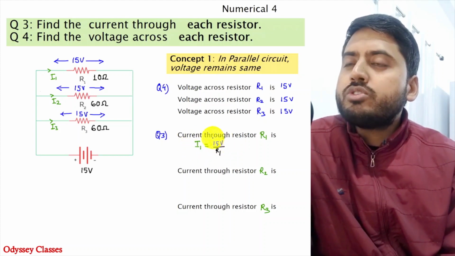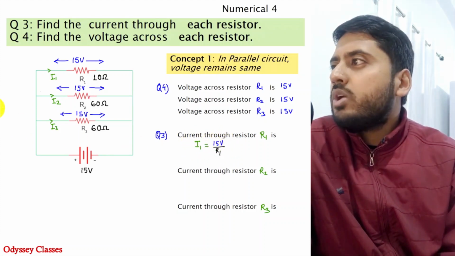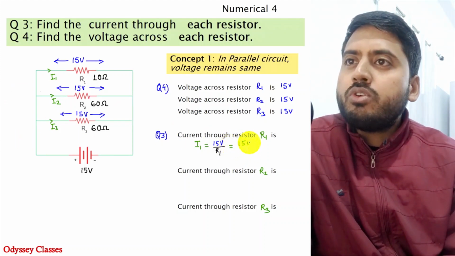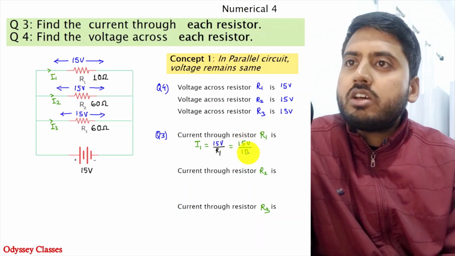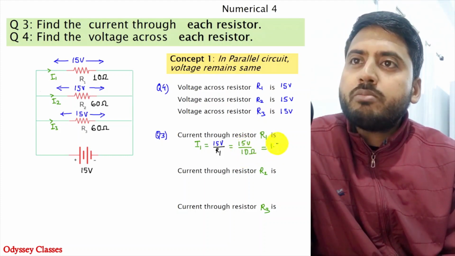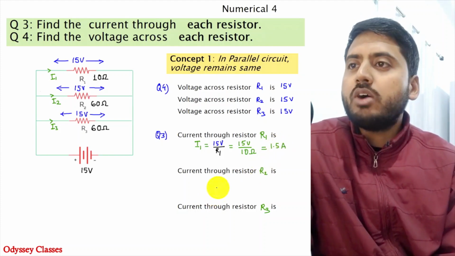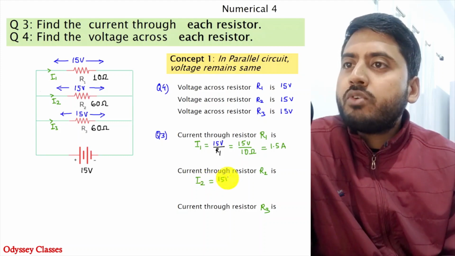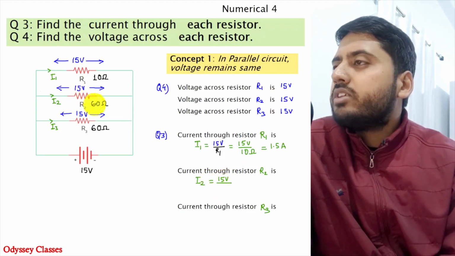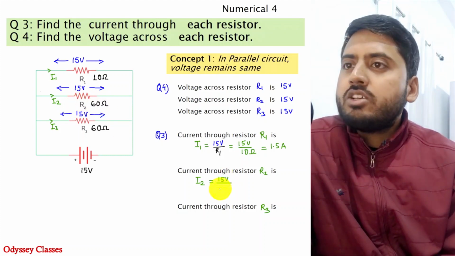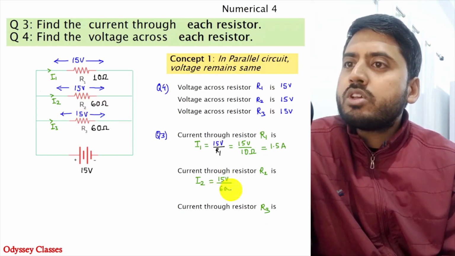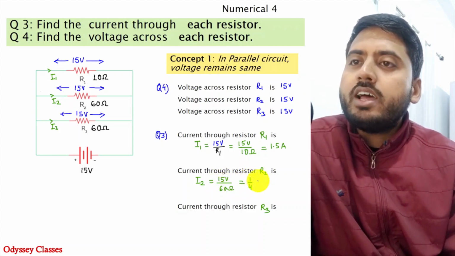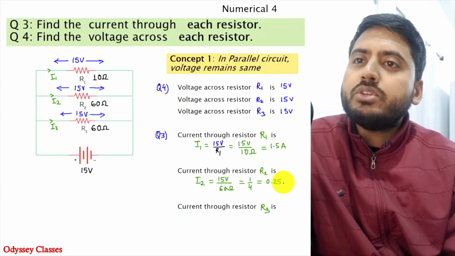So I1 is equal to 15 volt divided by R1. We can put the values and calculate here. That is 15 volt divided by 10 ohm, and that is coming as 1.5 amperes. Now let's calculate I2. I2 is equal to the supply 15 volt divided by the resistance R2, which is 60 ohms. So this will be 15 by 60, that is 1 by 4, which is equal to 0.25 amperes.